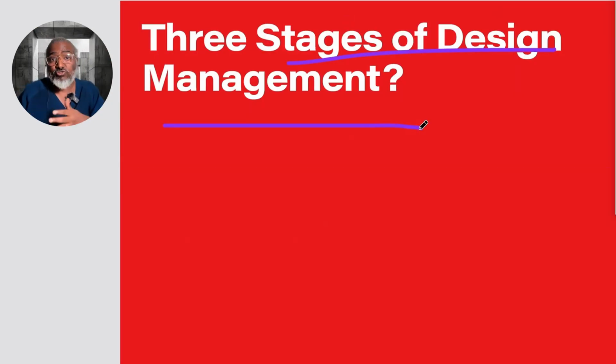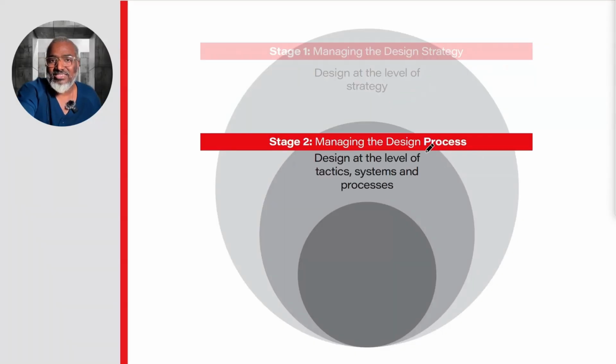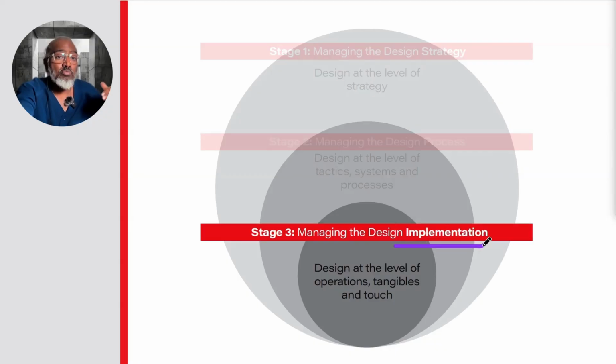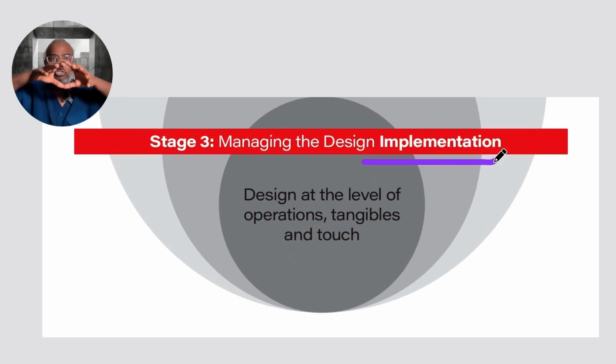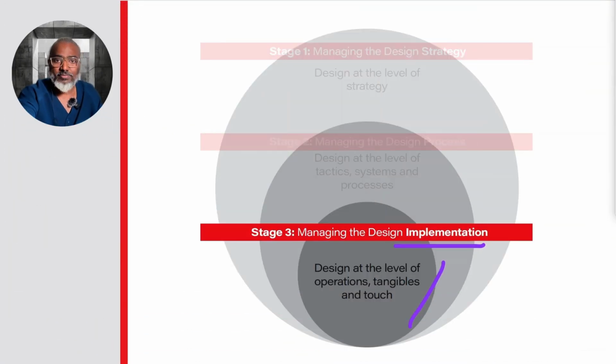Three stages of design management. What are these three stages? The first one, design at a strategy level. The second stage, design in the process and approach and tools, like design at the level of tactics and systems, what kind of processes and approaches you follow. The last stage, implement. You have a strategy, you follow processes, then you have to implement the processes to achieve results, isn't it? These are the three levels. As a design manager, you will be playing a role in each of these stages, okay?